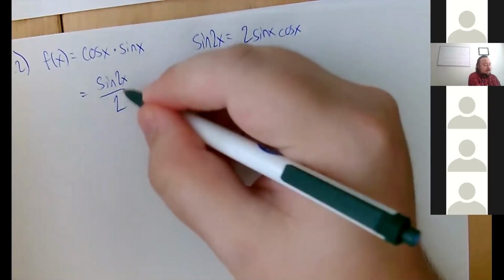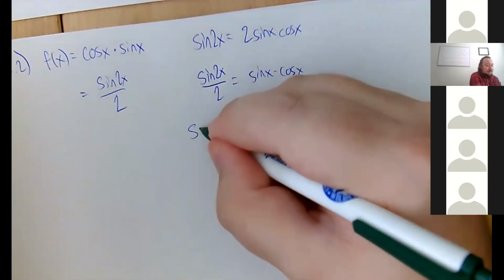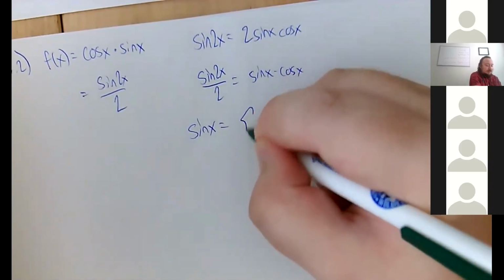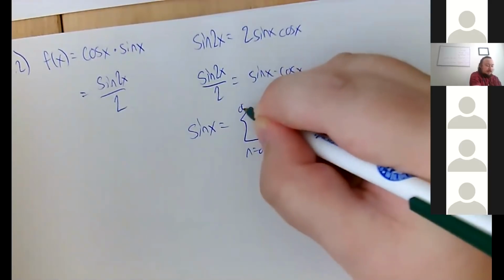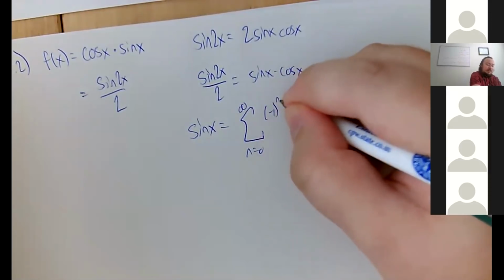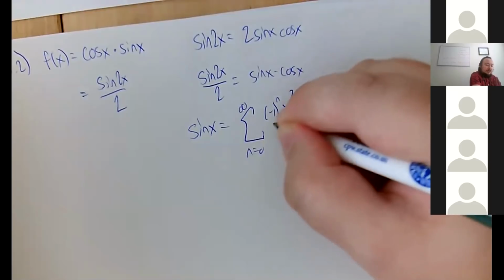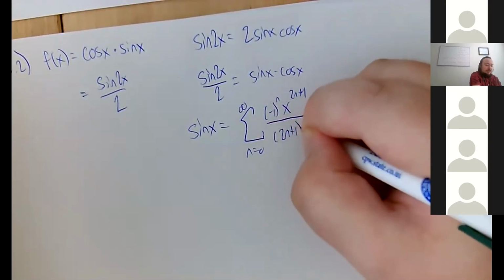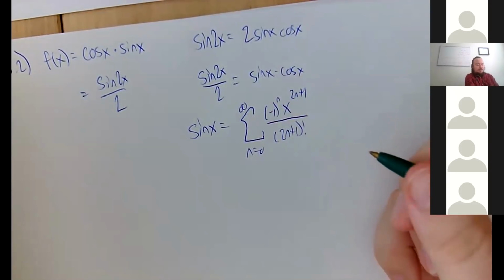All right, so this is definitely using the Maclaurin series for sine. So sine of x, if we remember, or look at our sheet, is the sum from 0 to infinity of negative 1 to the n, x to the 2n plus 1 divided by (2n plus 1) factorial.